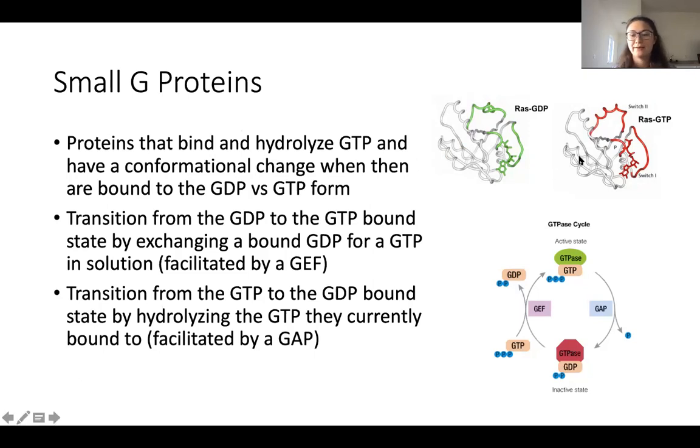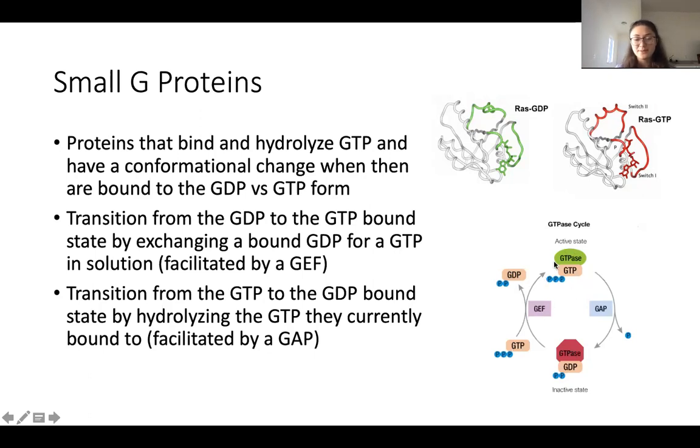There's 2 transitions that they have to do. We have to be able to go from a GTP to a GDP, and then also from a GDP to a GTP. The path we take for each of those transitions is different, and it's facilitated by 2 different types of proteins. If we are in the GDP state, which in this case they're calling the inactive state, then we use a GEF, which is a guanine nucleotide exchange factor, which will take a GTP from solution and swap it with the GDP that's currently bound. That's shown here where we see the GTP is being exchanged, hence the name GEF.